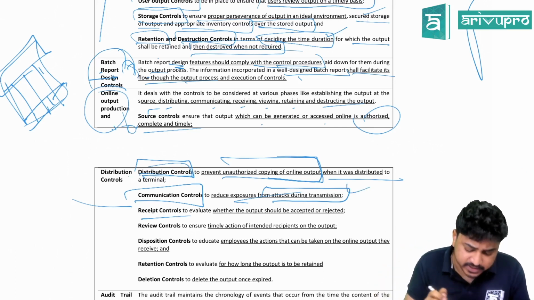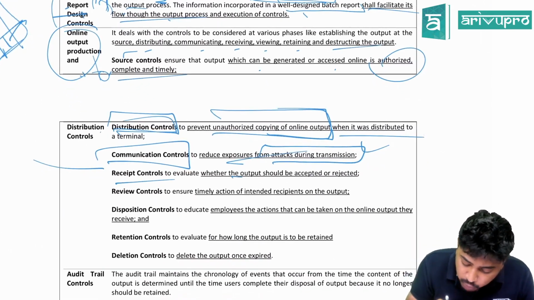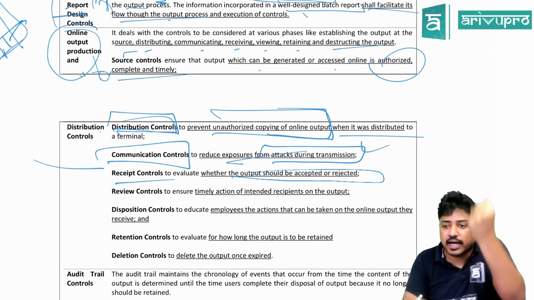Okay, done. Receipt control. What is receipt control? To evaluate whether the output should be accepted or rejected. You are getting a request.